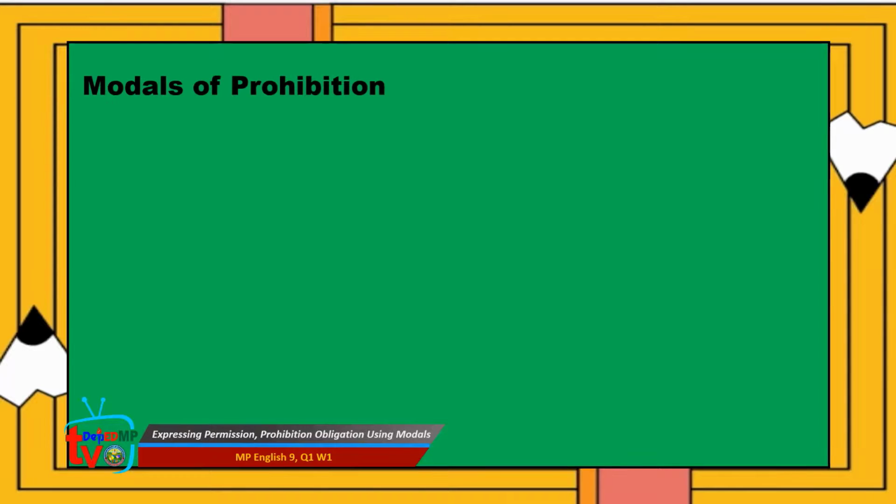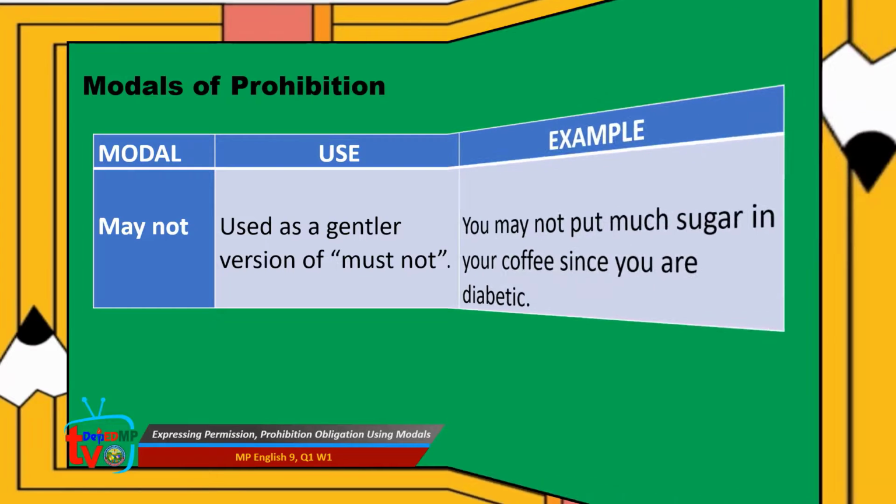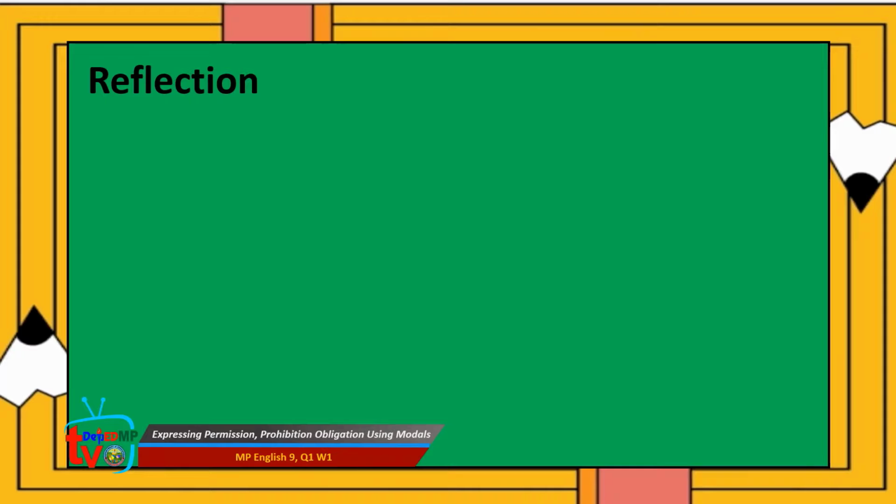The third modal of prohibition is the modal may not. Just like the modal must not, may not is a formal way to prohibit something. However, it is used as a gentler version of must not. For example, you may not put much sugar in your coffee since you are diabetic. Okay, so those are the modals of permission, obligation, and prohibition.